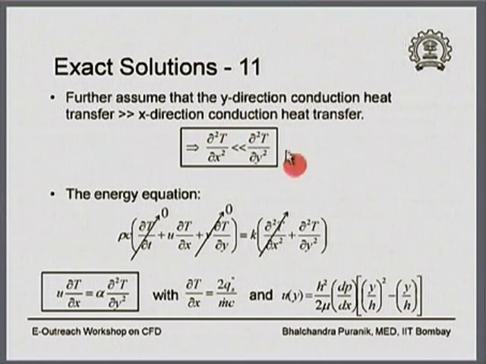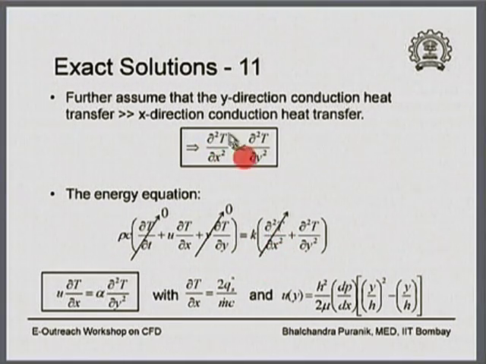Because we assume that the y direction conduction heat transfer is much larger than the x one, we will employ this simplification. And with all this background, we are now in a position to start looking at the energy equation. It is a steady flow situation, so the time derivative, which is our local derivative, is identically equal to 0. Only the convective derivative is left. Within the convective derivative, you remember that when we talked about the flow solution, we had figured out that the v velocity is identically equal to 0, so the third term on the left hand side is also equal to 0.